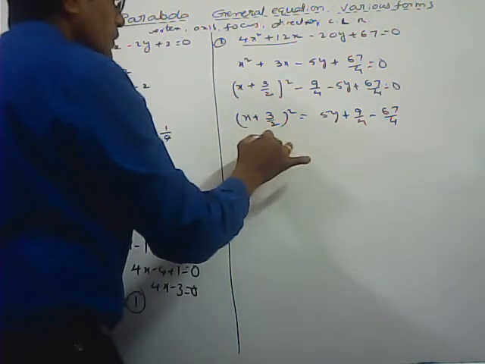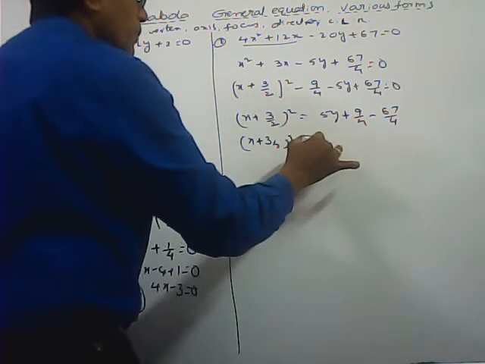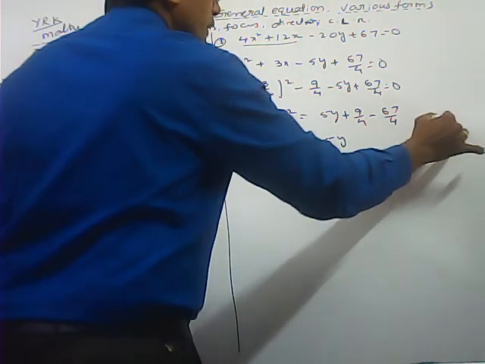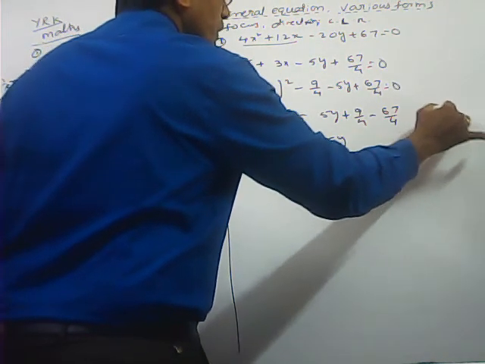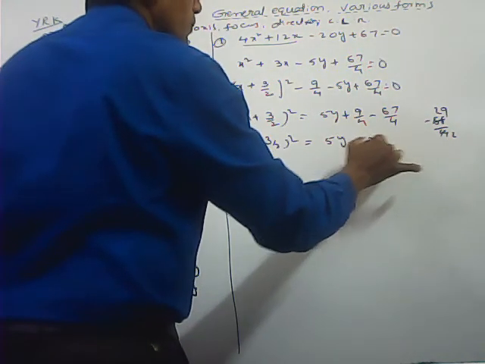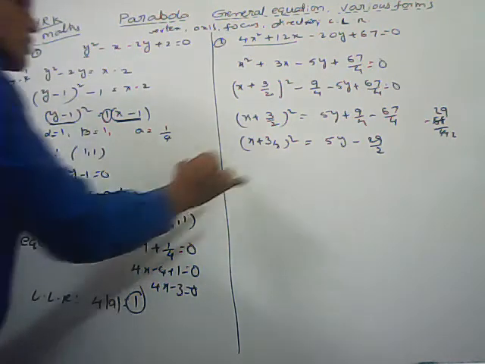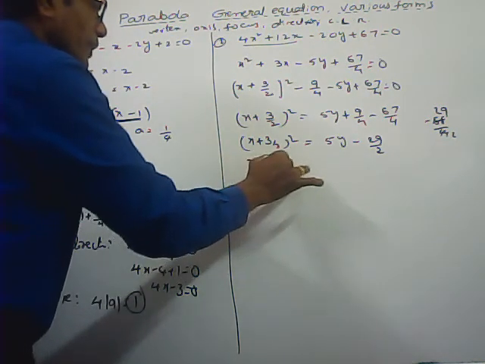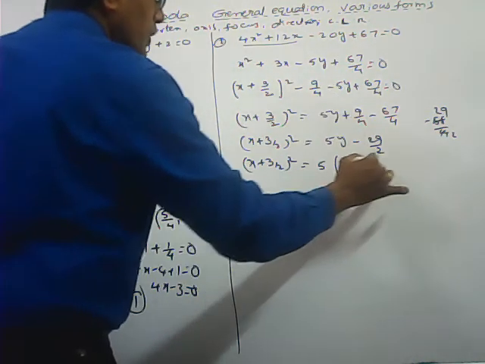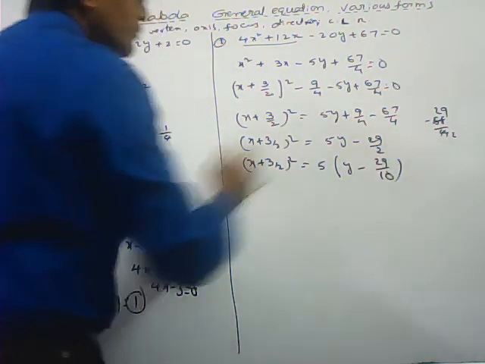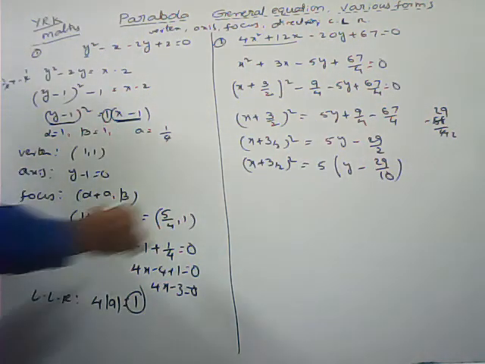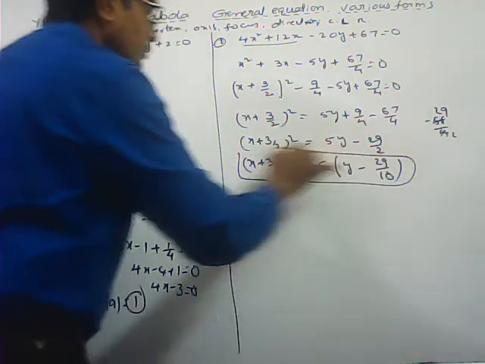(x + 3/2)² = 5(y − 29/10). If I take 5 as common, I get 5 times (y − 29/10), since multiplying by 5 gives 2 times 29/2. This is the standard form of the equation of the parabola.